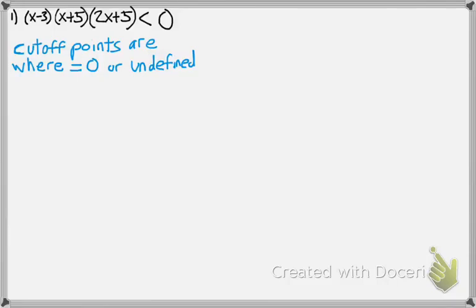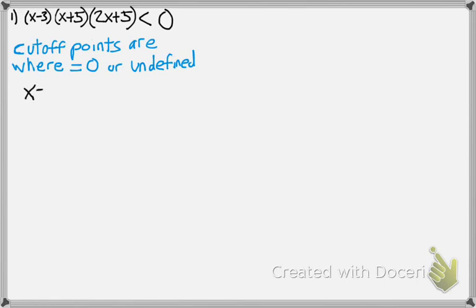Number 1 for section 3.7, we are solving an inequality. So it's a little bit different from solving an equation. We're looking for cutoff points, and the cutoff points are going to be used on a number line, and they're where it's equal to 0 or undefined.